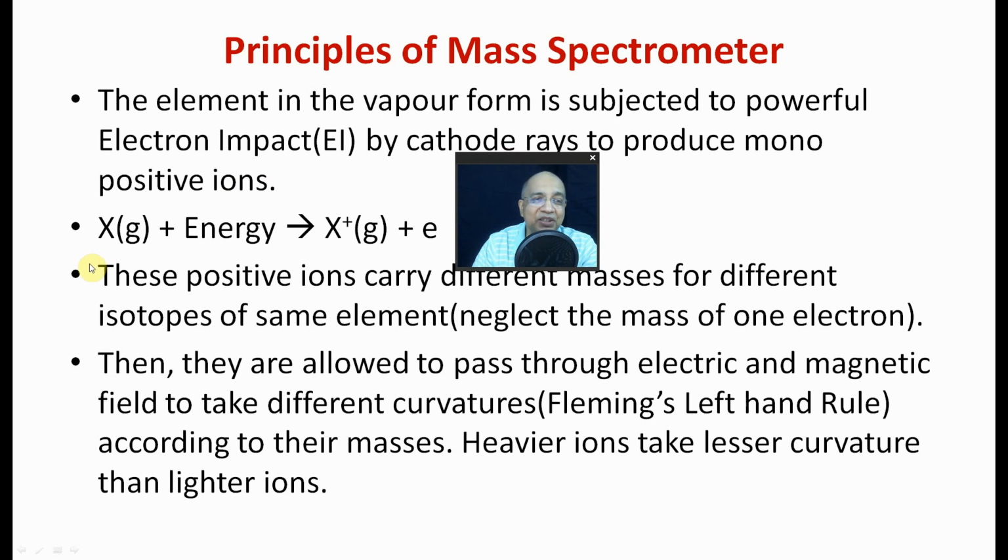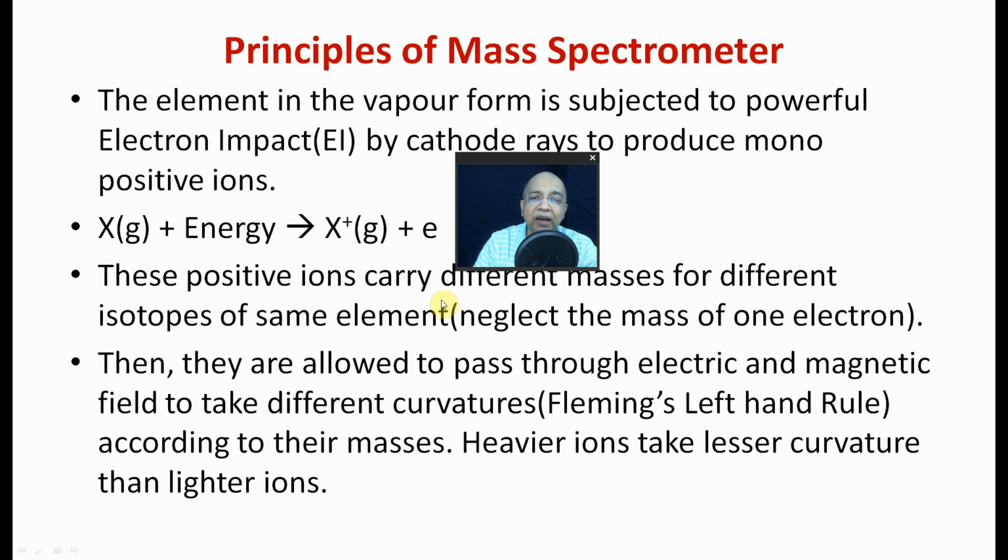So I have written this equation. X is the atom, of different isotopes, and the electron impact furnishes the required energy to knock out one electron. This electron goes with the stream of the electron beam on the other side, and the positive ions are formed.